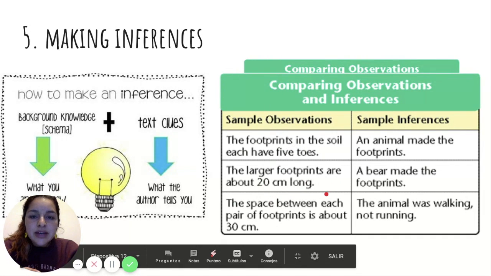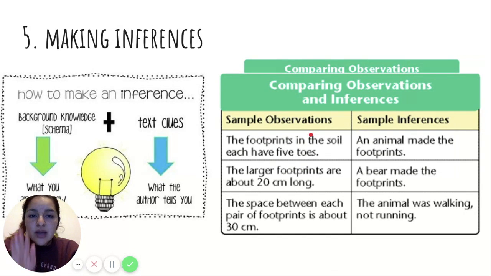So let's remember this example that I like very much, that I found online, about the footprints. Yes, we have some footprints on the soil, on the ground, in a forest. So it has 4 toes. So I can say, an animal with 4 toes. The footprints are big, so maybe it's a big animal. Yes, there is a certain space between the footprints. So I can say, the animal was walking, was not running, because of the distance that the footprints have. Yeah, so that is an inference.